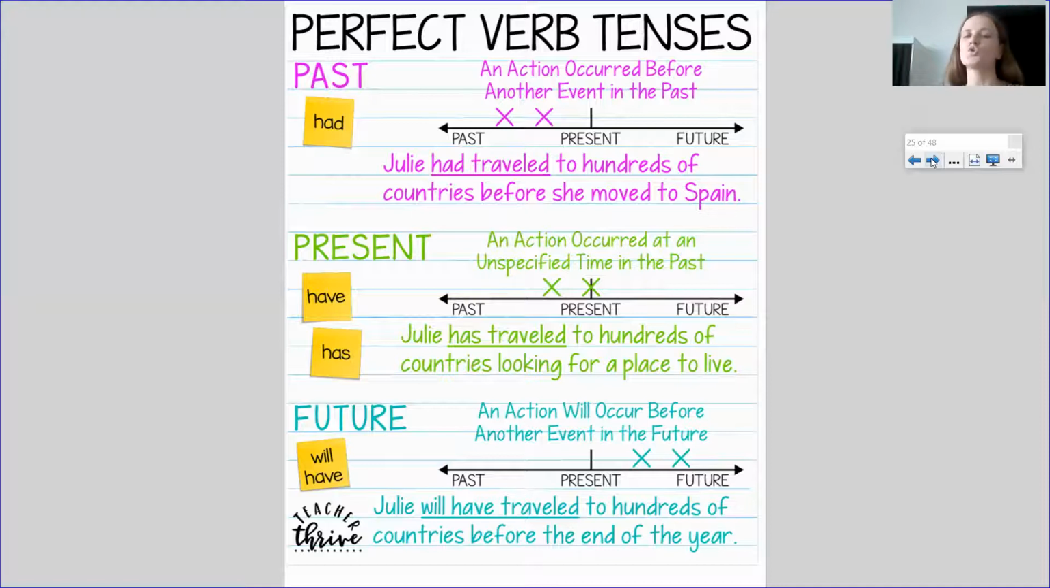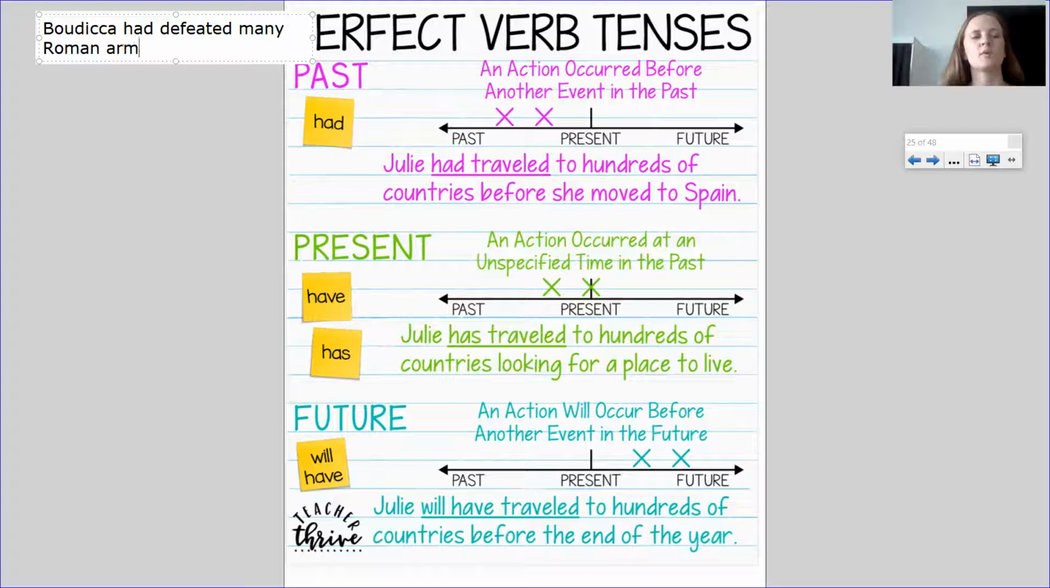So Julie had traveled to hundreds of countries before she moved to Spain. And we could say something similar about Boudica. So if I were to write, and I will write it next to this here, we could say Boudica had defeated many Roman armies before she was finally beaten in battle.